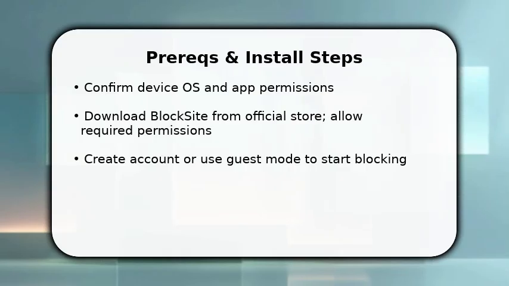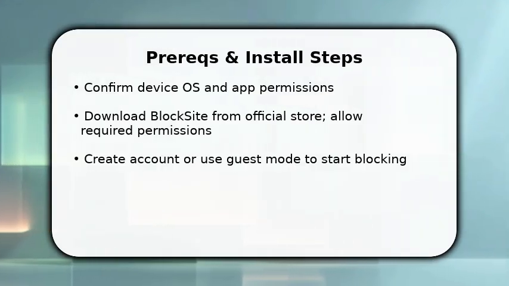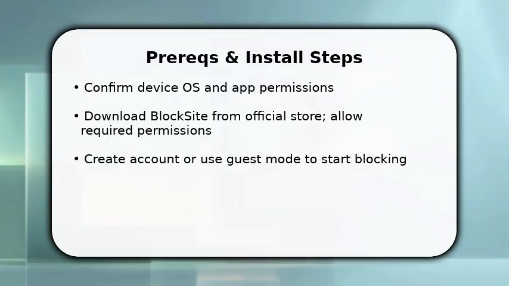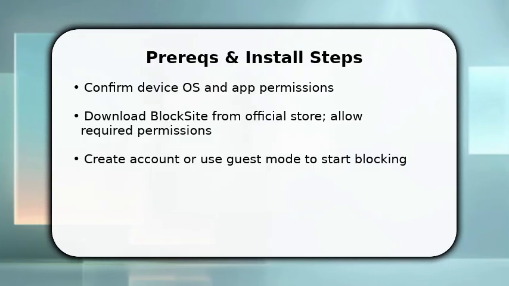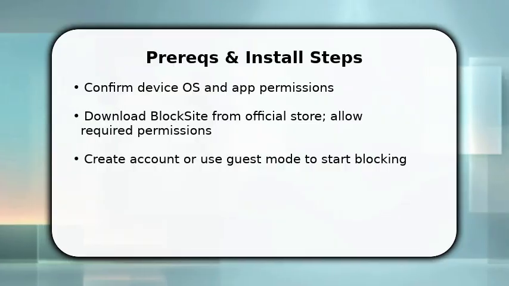You begin by verifying your device OS and granting necessary permissions so the app can control sites and schedules. Once done, install BlockSite from your device's App Store and open it immediately to set basic controls. You'll create an account or continue as a guest. Choose Account if you want sync and backups.